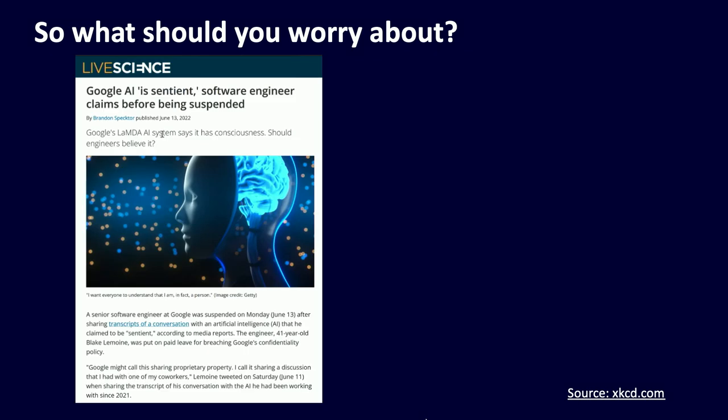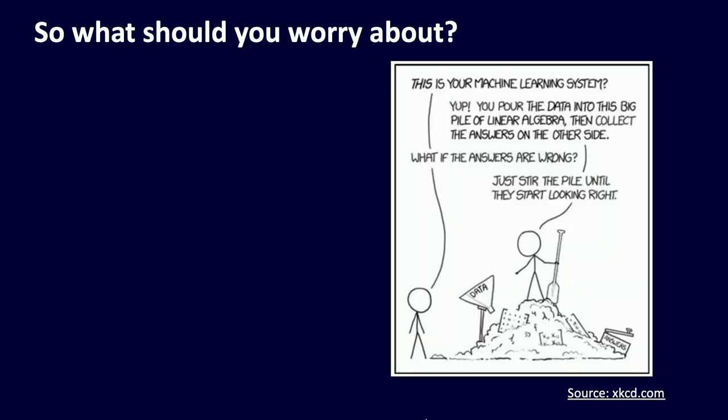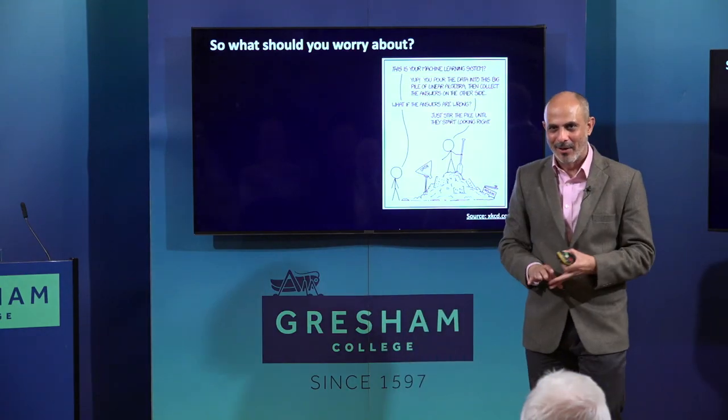Okay, so what should you worry about? Well, this is one group of people who say, Google AI is sentient, he claimed before being suspended. Right? And he said, we should not be treating it like this. This is the other group of people who say, this is a machine learning system? Yeah, you pour the data into the big pile of linear algebra, collect the answers on the other side. What if the answers are wrong? Oh, we'll just stir the pile until they start looking right. Right? This is from the comic XKCD, which I highly recommend you read.